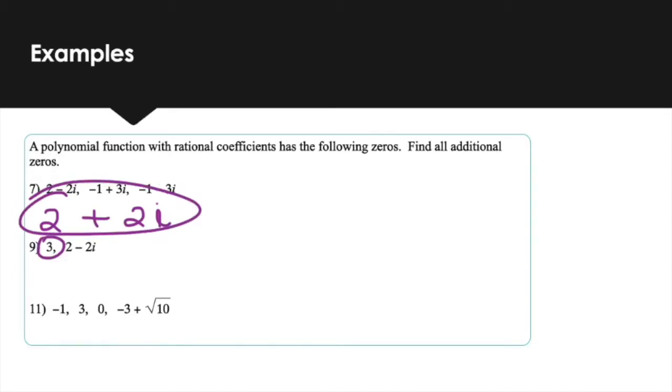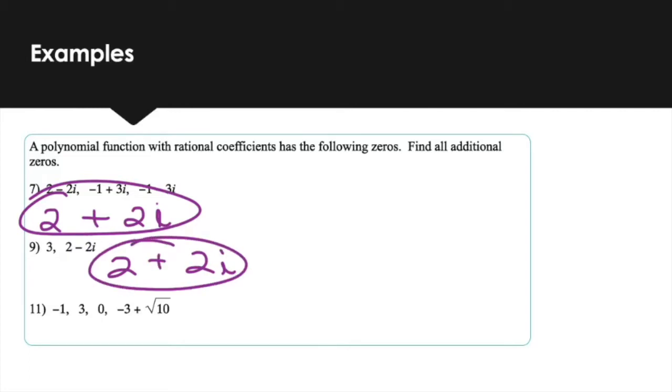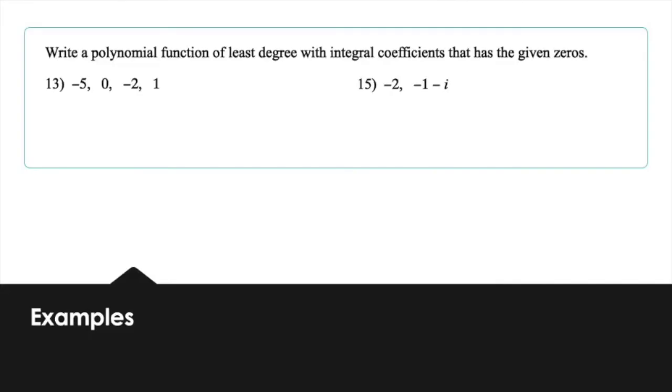Real zeros don't come as partners, but imaginaries do. So I have a 2 and a 2i. Since this is a negative, the other one is a positive. Irrationals come as partners too. So on 11, we don't have any partners for those, but we do have a partner for this one. So -3 and square root 10, instead of the positive, we're going to have a negative. So we found the extra 0. All right, let's do some more.